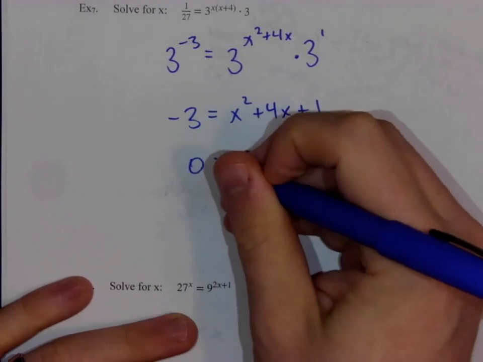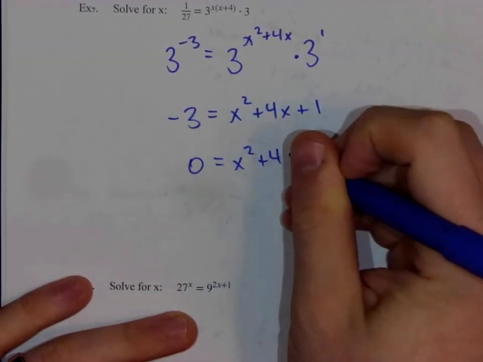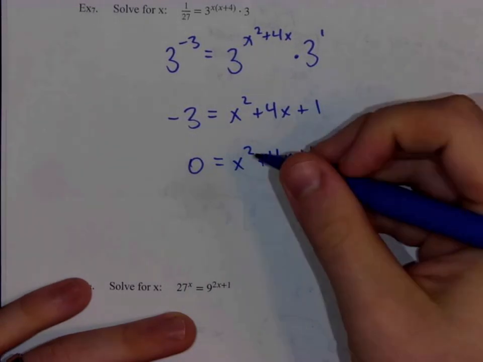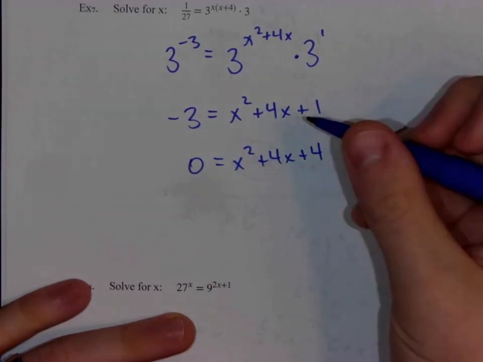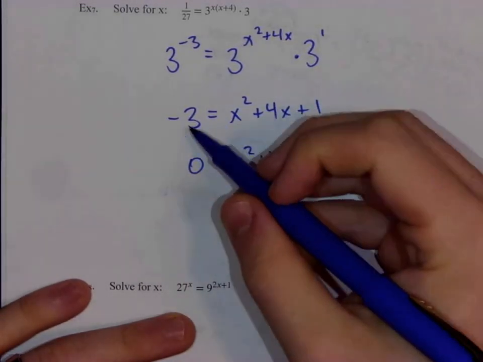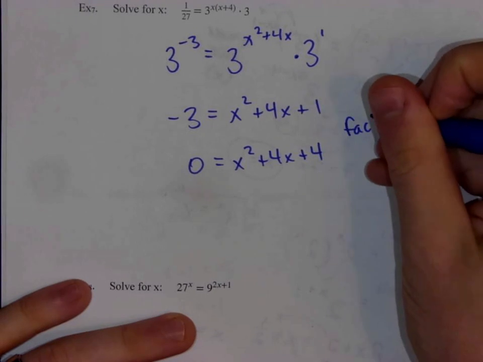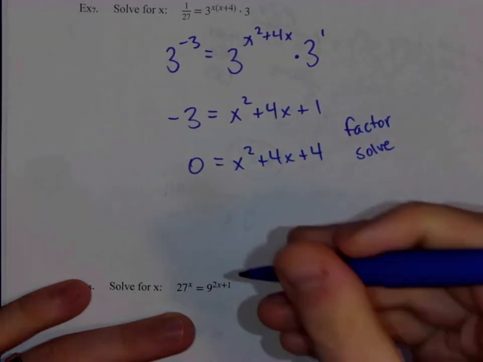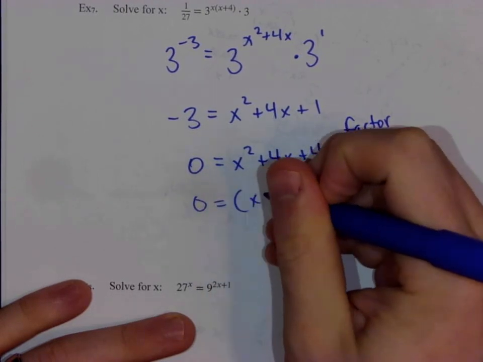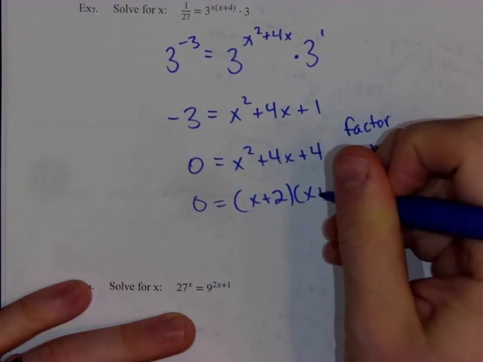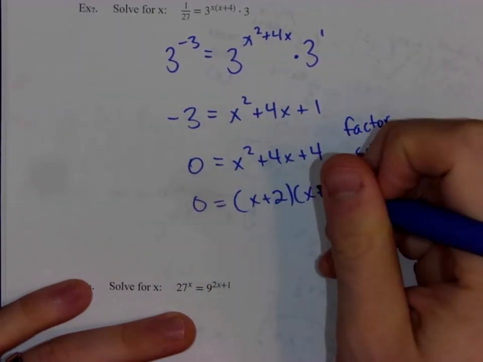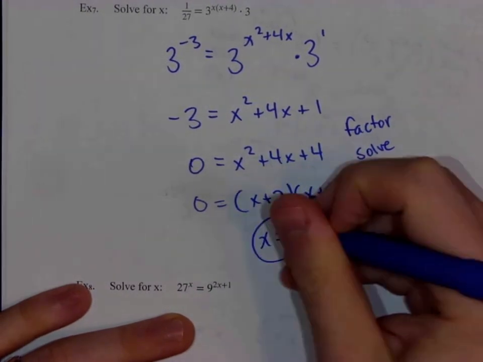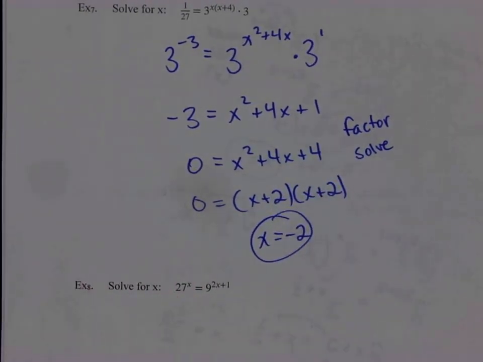I get 0 is equal to x squared plus 4x plus 4. At this point, I see an x squared value. Now that I have everything over to one side, make it equal to 0. The reason I did this is so I could factor solve the question. I get 0 is equal to x plus 2 times x plus 2. If I had two different brackets, I'd make them both equal to 0. These are the same though, and they both get me an answer of x equals negative 2.